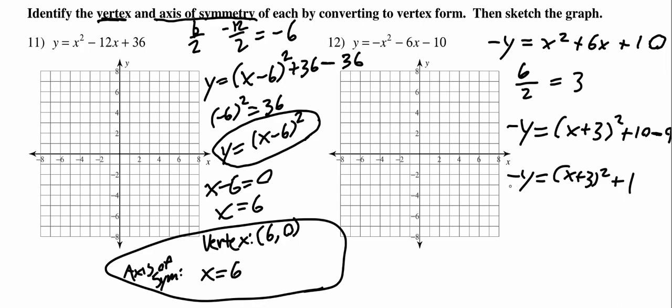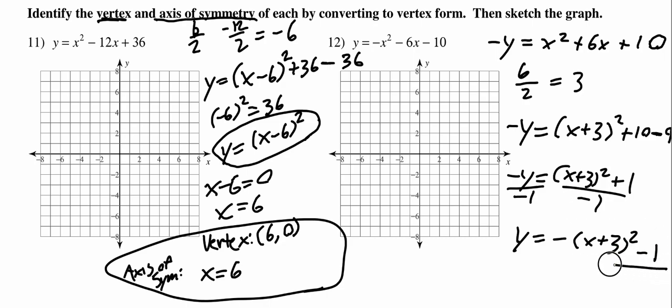So to make it a positive, we just gotta divide by negative 1 on both sides. So what we did was we divided by negative 1, and now we're just moving that negative 1 back over once we converted it into this form. So y is equal to negative (x plus 3) squared. Think of this as negative 1. Plus 1 divided by negative 1 is equal to negative 1. So that's our final vertex form for question 12 right here.